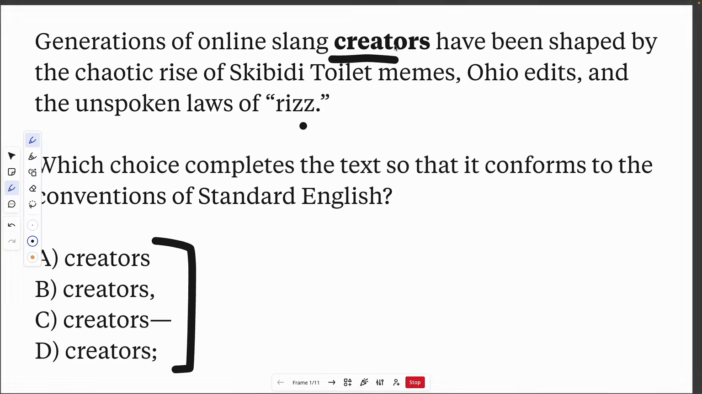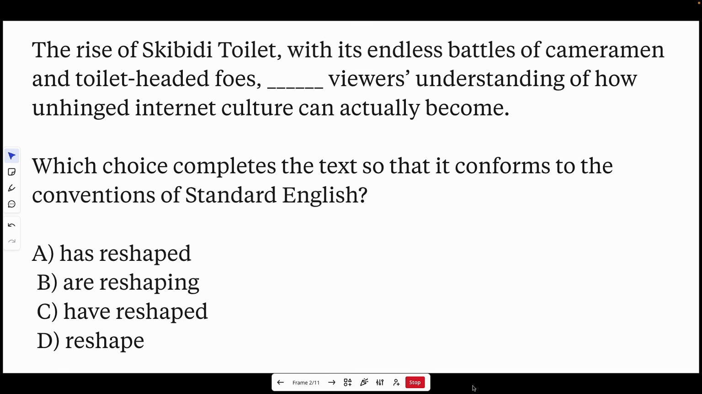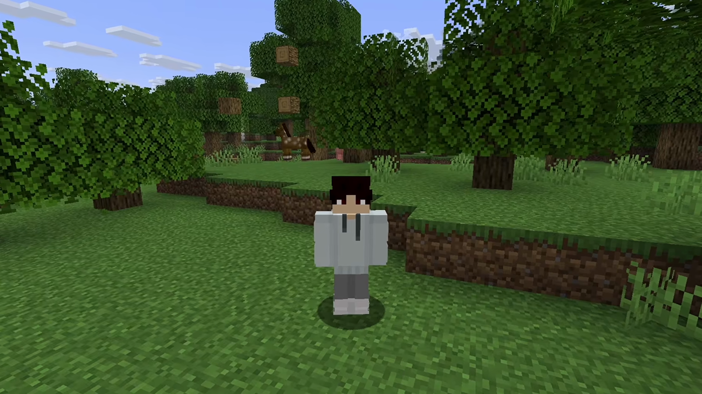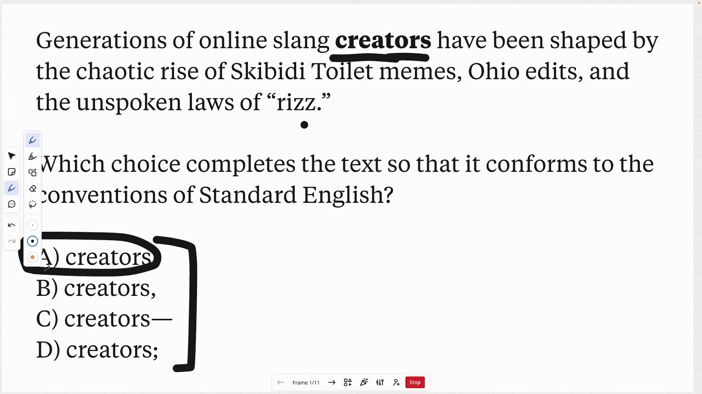For this sentence, the word "creators" makes a lot of sense without any other punctuation, and as you would guess, yes, that is the correct answer. Now see if you can figure out this one using the same strategy. The number one rule of standard English conventions problems is don't gaslight yourself. If the sentence looks correct, it probably is.